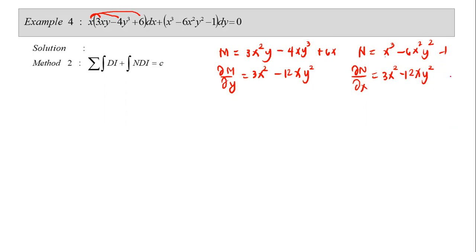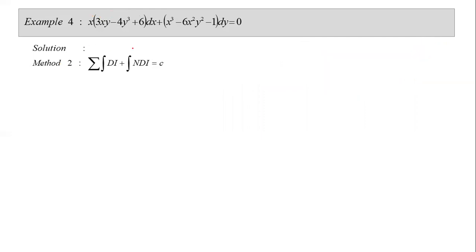And then you look at the partial derivative of M with respect to y and the partial derivative of N with respect to x, and I think they are equal. All right. So therefore, this equation is an exact differential equation. And then we will be using this method: the summation of the integral of the direct integrable plus the summation of the non-direct integrable equals c. So we look for the non-direct integrable.